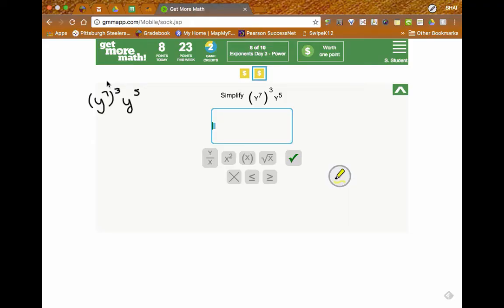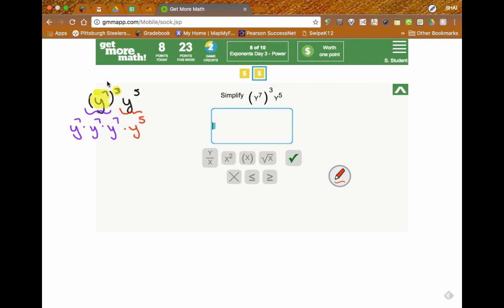Example 6. So in this example, you have y to the 7th to the 3rd times y to the 5th. Again, remember, this 3 here only goes to this base here. So that's the only thing that you are writing out 3 times. So to expand this, you're going to take this here and you're going to say y to the 7th times y to the 7th times y to the 7th. And then this here is extra. So it just tags along at the end.